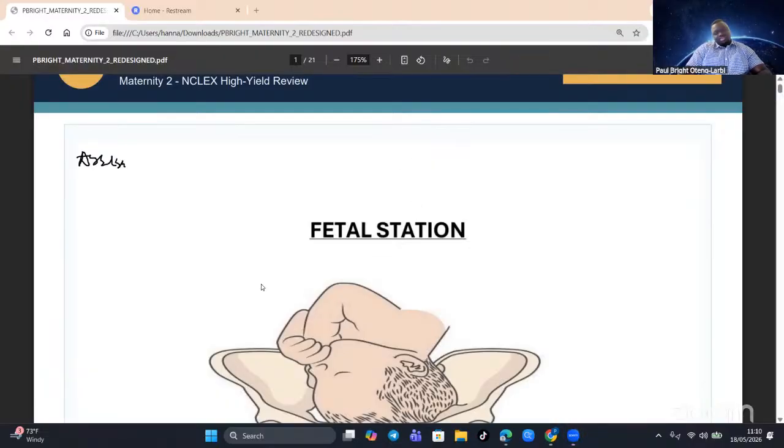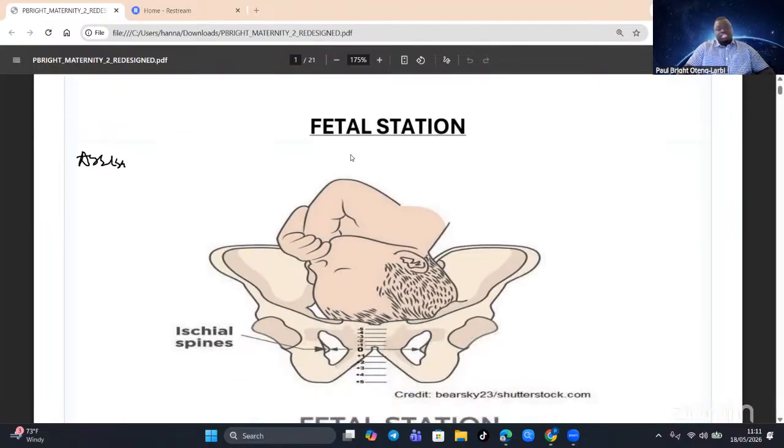Right. So let's start. Time is up. You are spending the next 2 hours on this page. After that, we close so that you can get time to read, reflect, and refresh your mind. Okay. So let's look at fetal station.